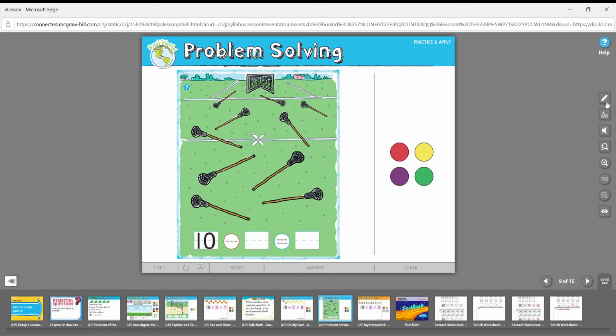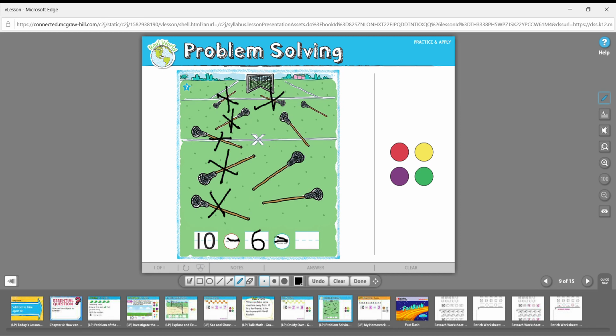All right, I'm going to trace over the minus sign. Draw an X on 6 of the sticks. 1, 2, 3, 4, 5, 6. So I'm going to write a 6 here because that's how many I'm taking away. Trace the equal sign. How many lacrosse sticks are left? 1, 2, 3, 4. There are 4 lacrosse sticks left. I know I did a messy equal sign there, but it's hard to write on this computer screen, but you do the best you can. So we had 10 lacrosse sticks minus 6 sticks equals 4 sticks left over.